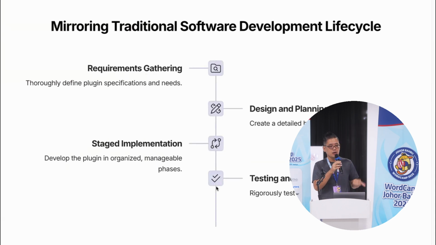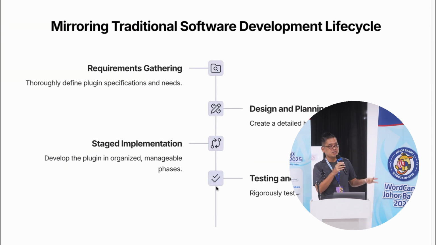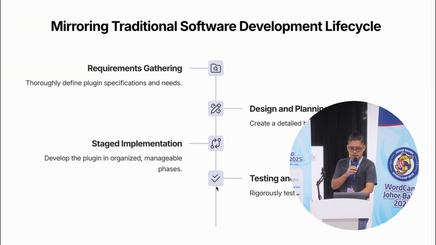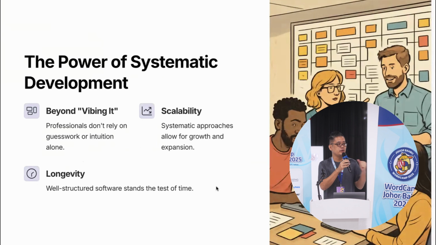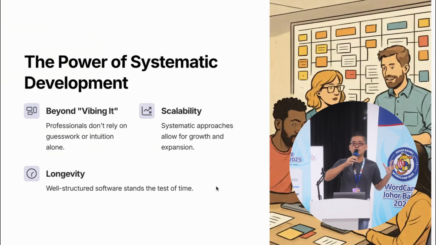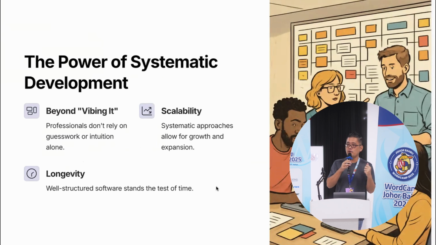We start with requirement gathering, then we do design and planning, then we do implementation by stage, then we test it out. There's a reason why the pros don't just wing it, or in more trendy terms right now, vibe it, the vibe coding term. The best software in the world is built on systems and not guesswork. That's why it can scale, why it lasts, and why most companies invest a lot of resources in building a working workflow.